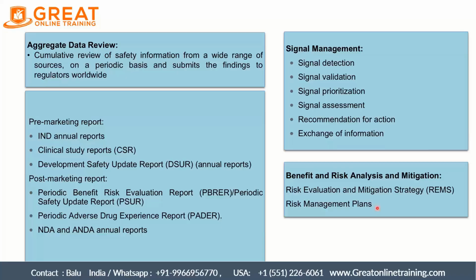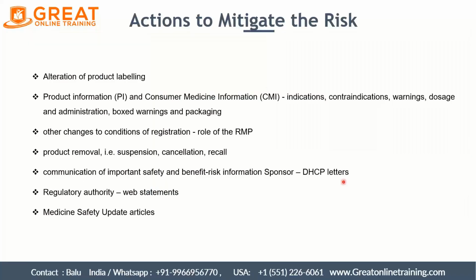If any new safety issues are identified, that process also happens simultaneously when we do the ICSR processing. And any safety concerns identified through the aggregate data or through signal management will be included in the benefit and risk analysis and mitigation. So in this document, we include all the safety concerns and the prevention activities that we have taken for those safety issues, and the actions that we take to mitigate the risk.